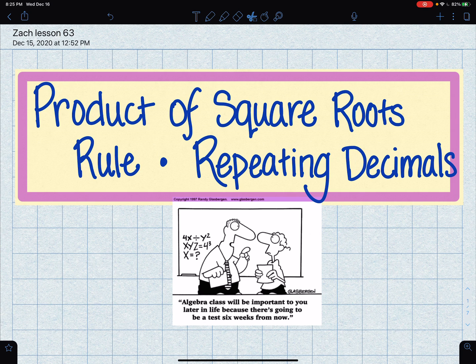Today we are going to go over the product of square roots rule, and we're going to go over repeating decimals. I think, right? Yes, we are. I guess we are. I don't think that I planned for that, but that's okay. We'll just jump right in.